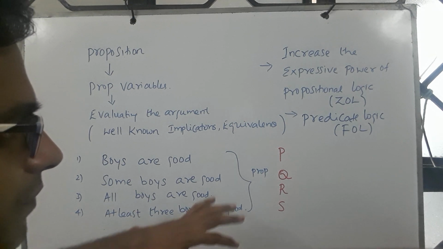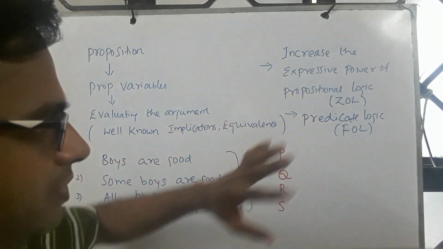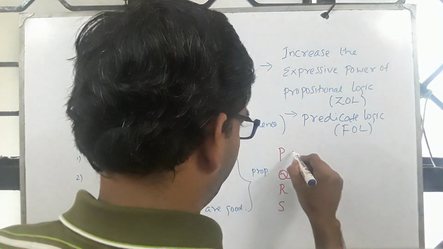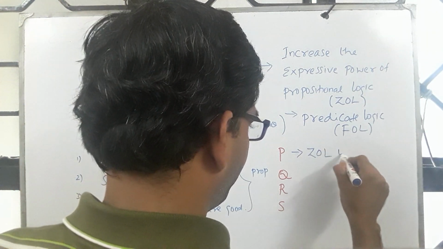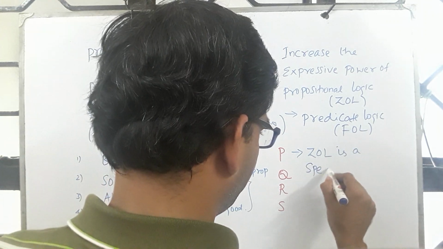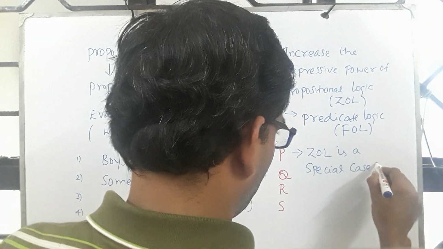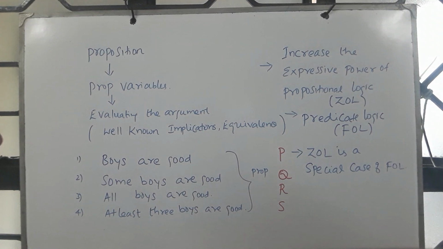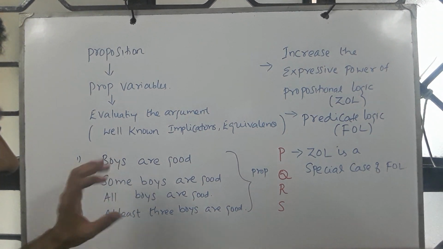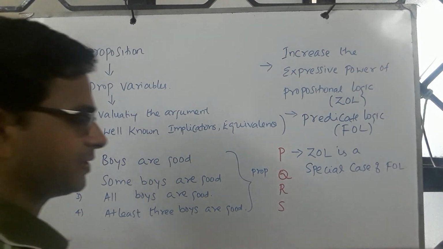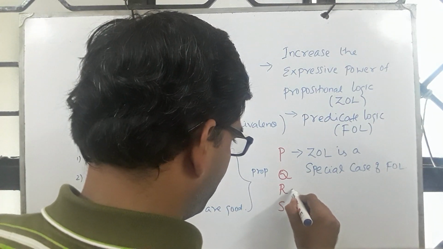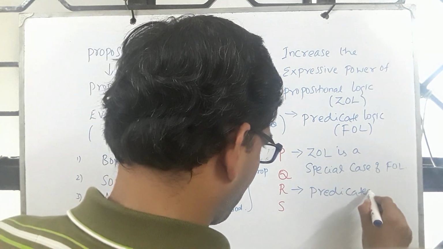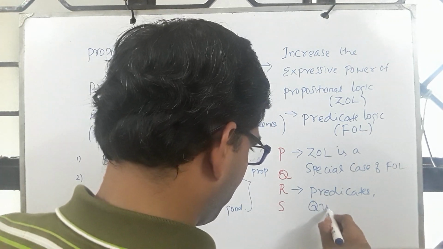So what we will do is move from this to this, and we will see how to represent expressions in predicate logic and so on. So ZOL is a special case of FOL. So propositional logic is a special case of predicate logic. So expressions of this form, we will see how to express in predicate logic. So we will bring predicates, and we will bring something called quantifiers.